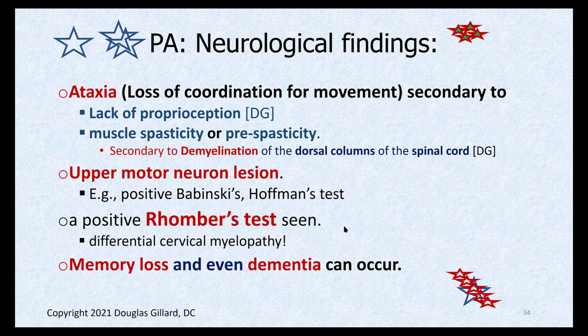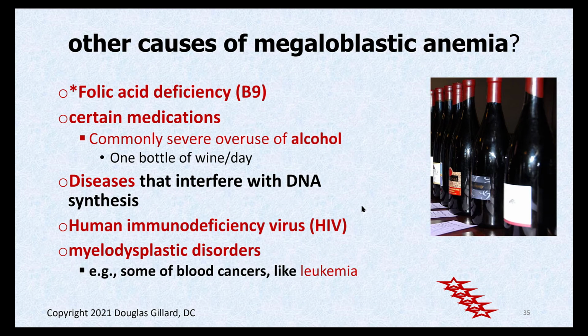Memory loss, dementia in the severe phase. So there's some pretty severe findings, which all could have been prevented if you or whoever, their primary doc, would have caught the vitamin B12 deficiency. You could have prevented this. Other causes of megaloblastic anemia: folic acid deficiency, we said that already.